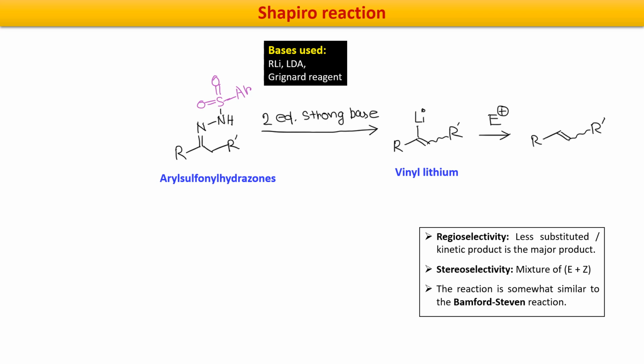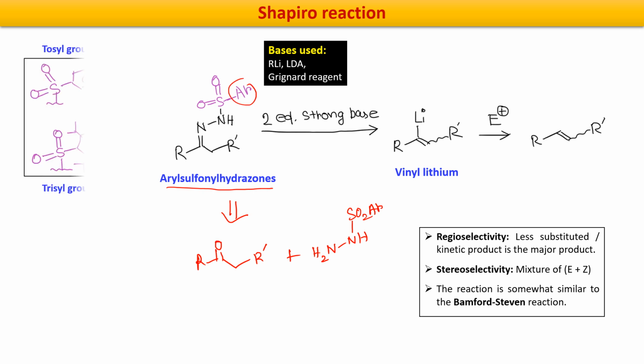Let's start the Shapiro reaction. For the Shapiro reaction, here we have taken the substrate aryl sulfonyl hydrazone. This molecule you can prepare starting from the corresponding carbonyl compound, by taking H2N-NH-SO2R. Now here I have written the general structure Ar because this Ar may vary. So what type of Ar can we have?